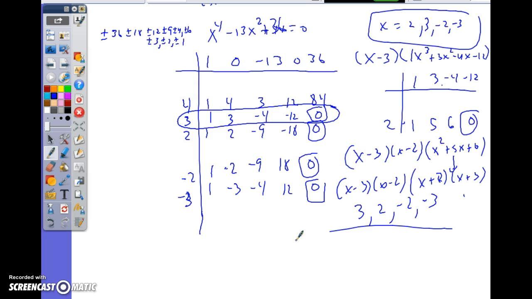The second way I showed you is safer because it'll give you the irrational roots as well and the imaginary roots as well. The first way works faster, if it works. If you only got 2 here and you got stuck, you'd have to back up and do this way anyways. Does that make sense to everybody?